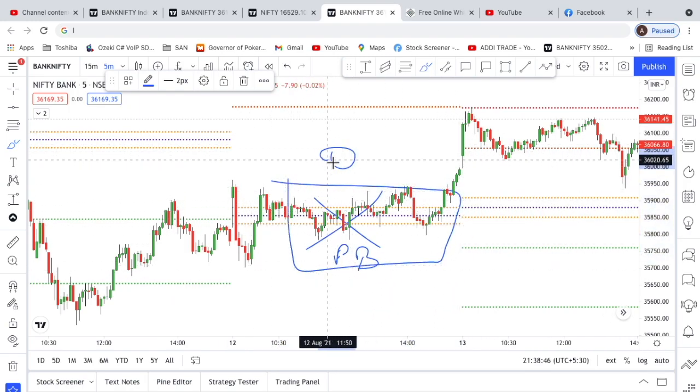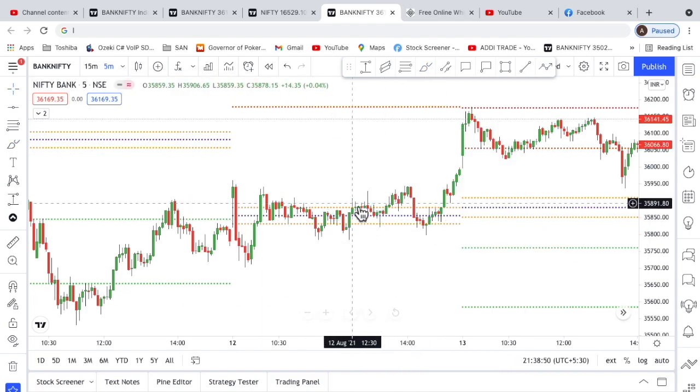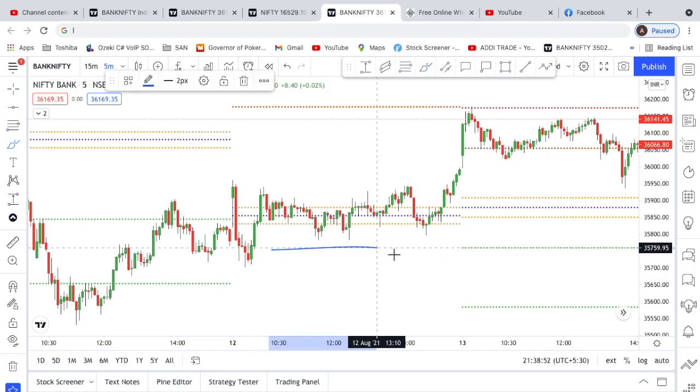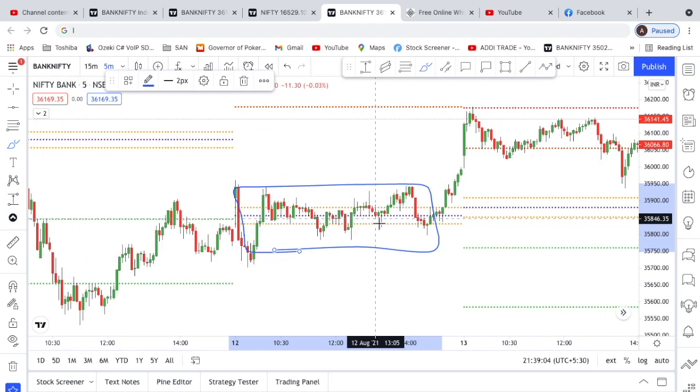Sorry for my handwriting. Let me delete all this. So in this type of price action, you can never buy options. The only thing you can do in this type of sideways market is option selling, where people would have profited a lot, especially on expiry day.